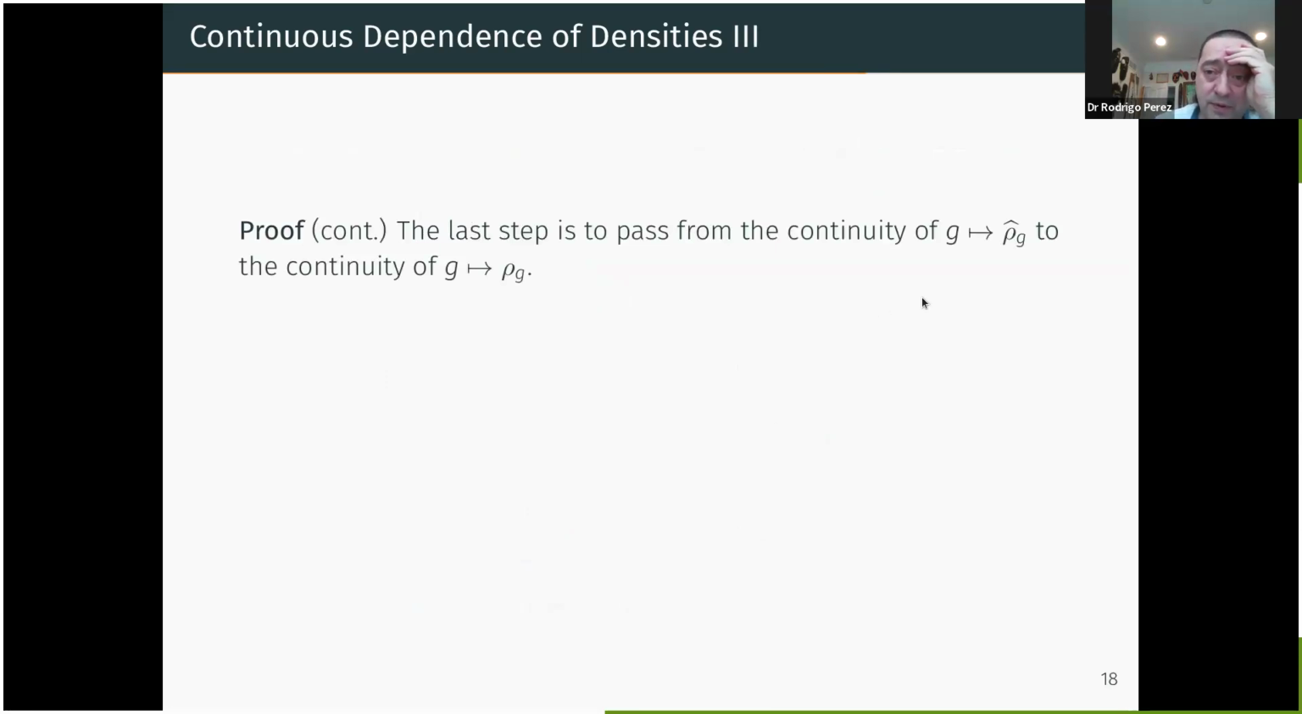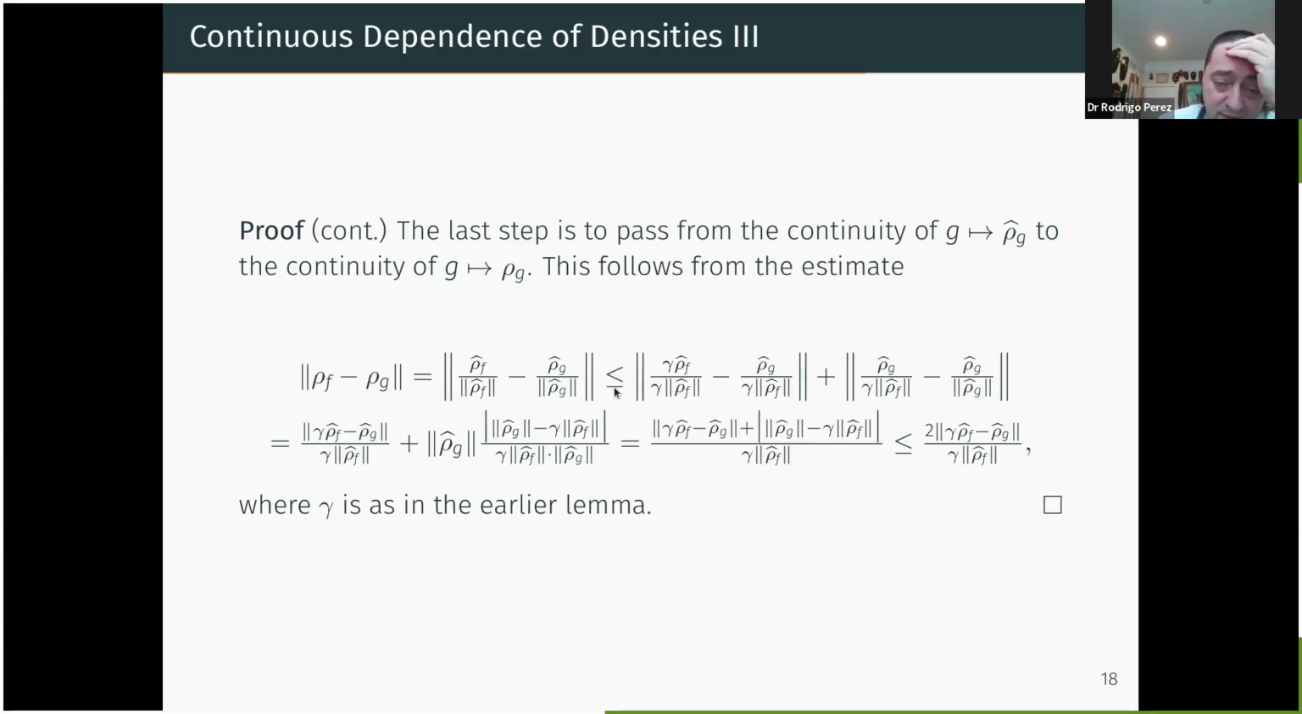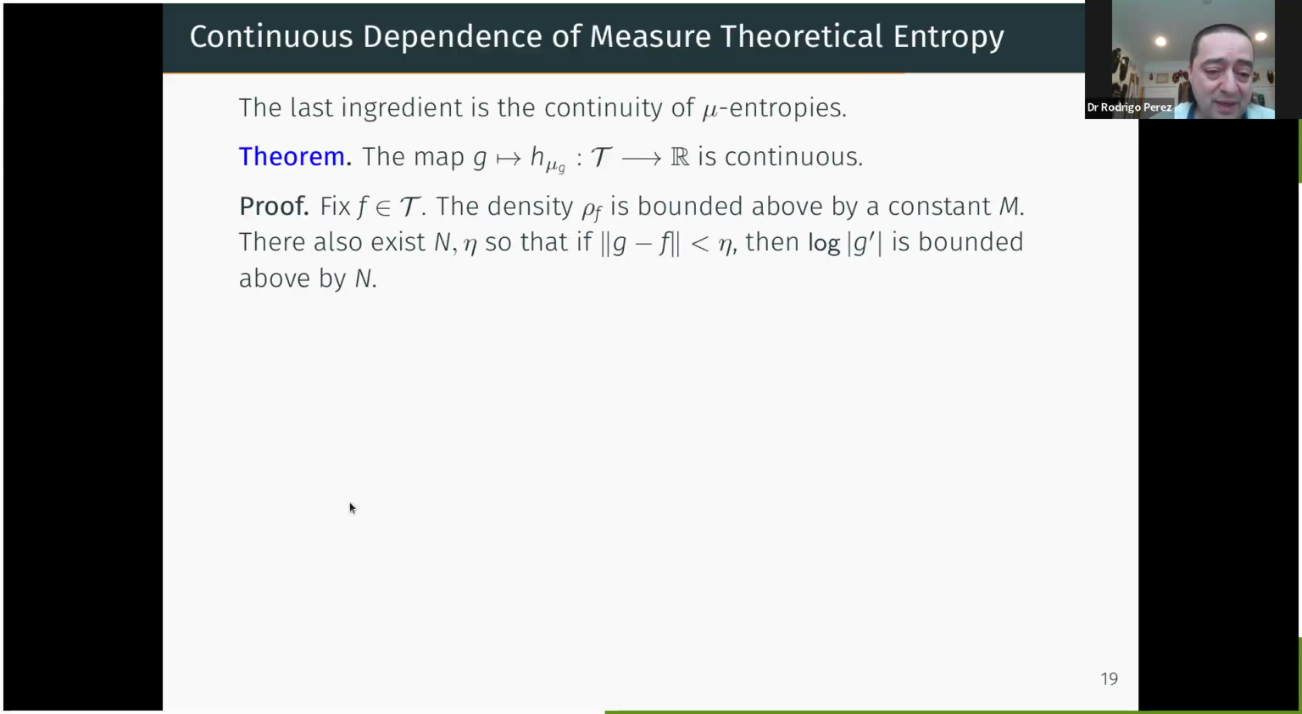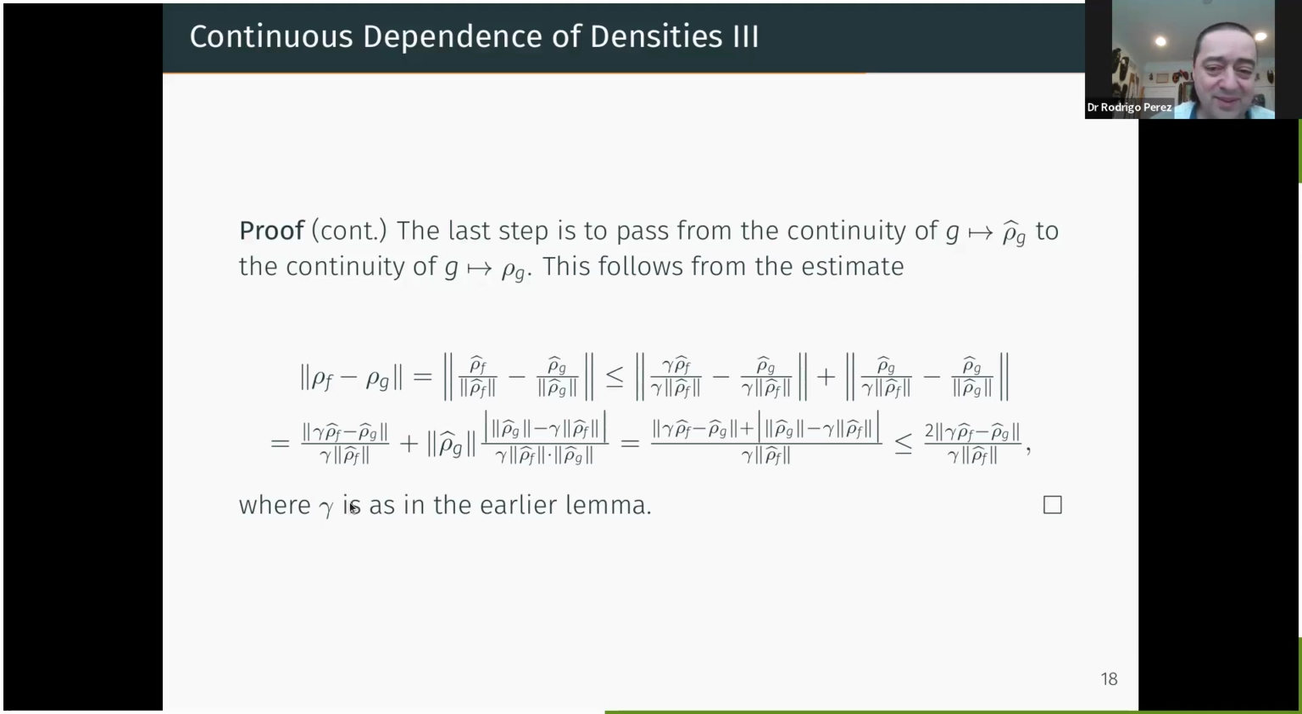The last step in the proof is to show that since we already have continuity of the map from tent maps to the densities of the measures, we can still get continuity when we have the map from the tent maps to the density of the normalized probability measures. That's, again, just a quick inequality. I'm not going to stay long on this one because it requires a different lemma that I realized last night I had not included in the slides.